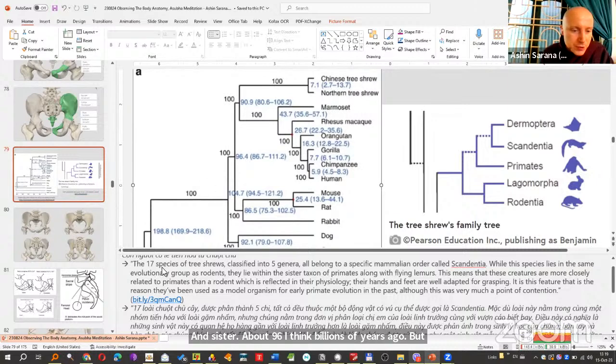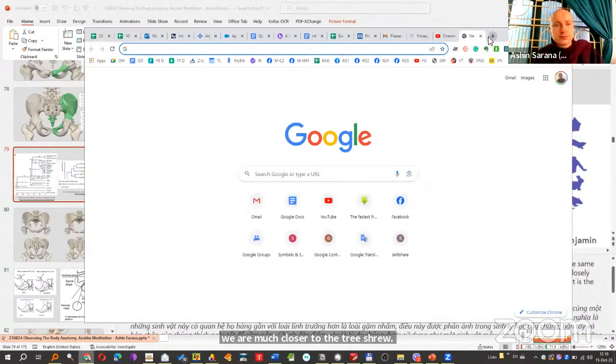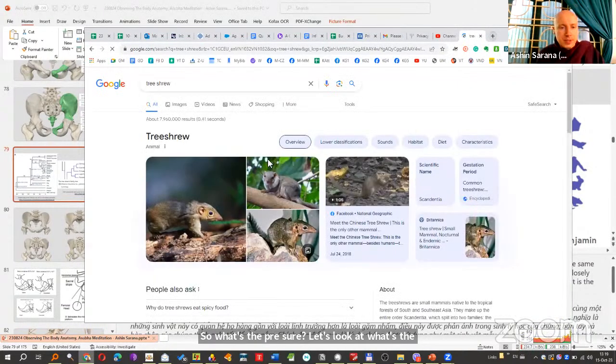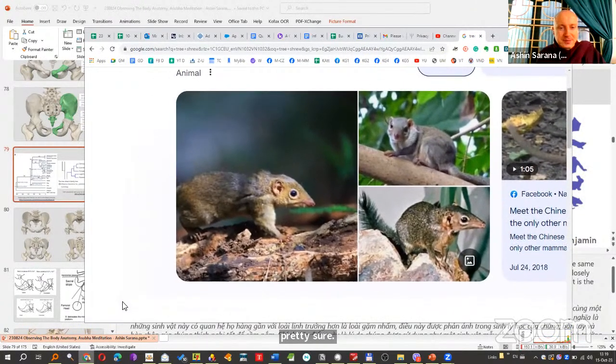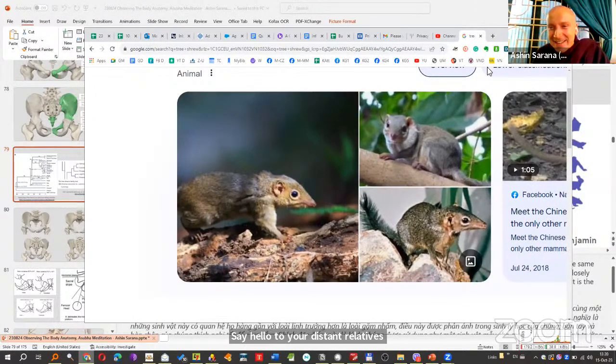So what's a tree shrew? Let's look at what a tree shrew is. Tree shrew. So that's a tree shrew. So say hello to your distant relative. All right.